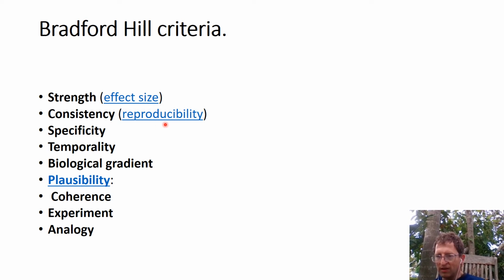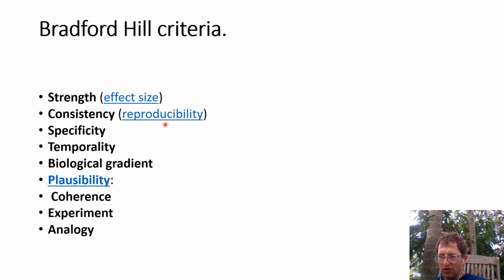Specificity, I think we're pretty happy there weren't too many other prognostic variables to account for the observed effect. It's again supportive that pregabalin doesn't work in acute sciatica. Temporality, well, the pregabalin definitely preceded the outcome.